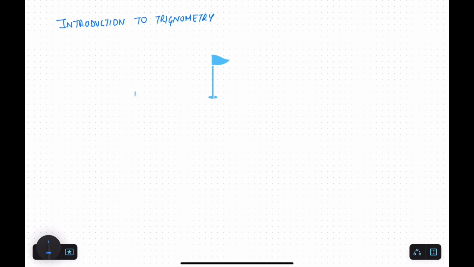So what is trigonometry? Before that, we are going to learn something about triangles. In the previous class you might have heard about right angle triangles. So what are right angle triangles? Right angle triangles are those triangles in which you will find a 90-degree angle at one of its points.